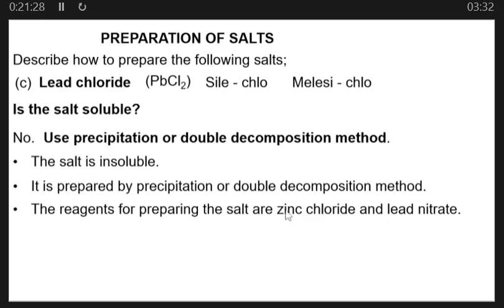Then these two, when they are mixed, are going to exchange their ions or species. This lead will react with the chloride to form lead chloride, and zinc will react with the nitrate to form zinc nitrate. However, the zinc nitrate is not needed. What is needed is lead chloride. All right. So now let's see the procedure for carrying out this actual preparation.